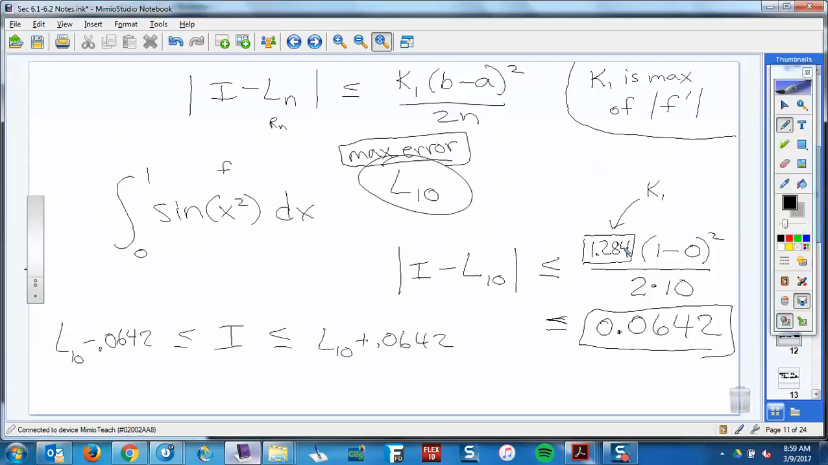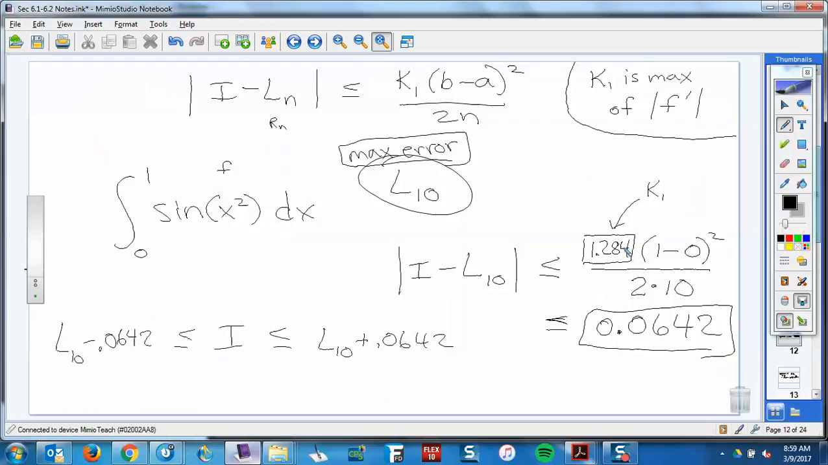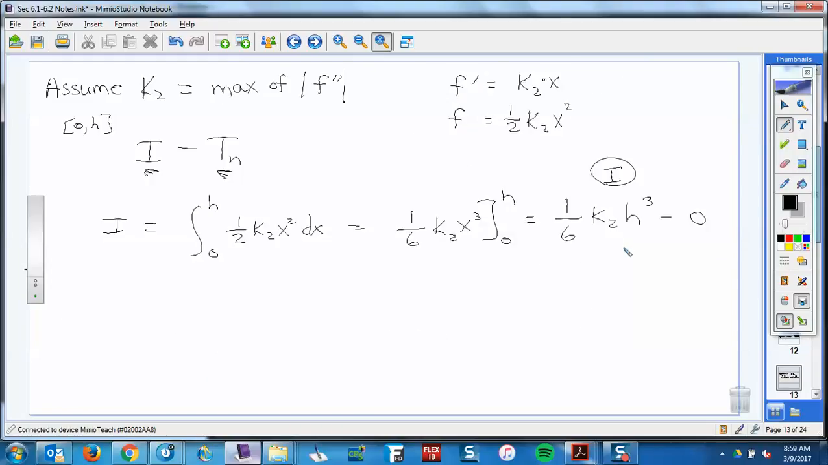Now, keep in mind, that's just what we did back here. There's our exact area of our worst case scenario. Here, this red was our worst case scenario area, and then we subtracted our rectangle, and that gave us our triangle. Well, we're doing the same thing here. This is my worst case scenario area, and then I'm going to subtract my trapezoid area.